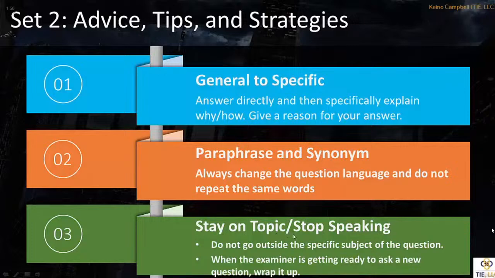Don't go outside of the subject of the question. This normally happens when you just ramble on and on and on. They ask you a question about, do you like music? And then you just keep rambling on and eventually start talking about the types of music, and what kind of music your family likes. You just go on and on outside the context of the question.